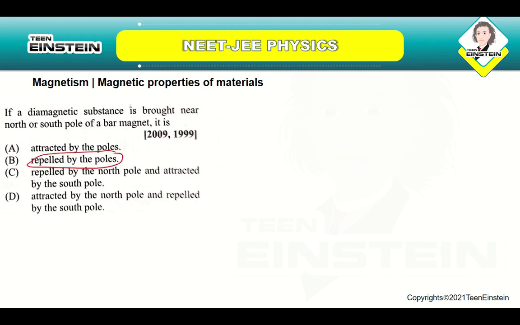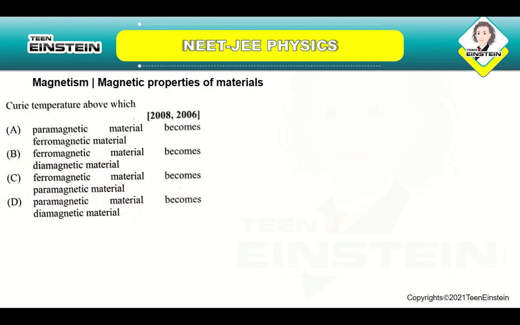Okay. Due to the negative intensity of magnetization, the material will repel the magnetic field applied on it. So, option number B is the correct answer. Okay. Let us move on to the next question.